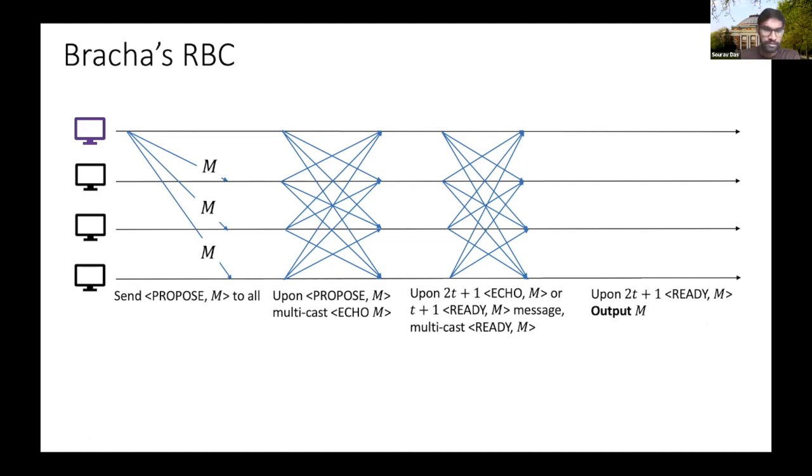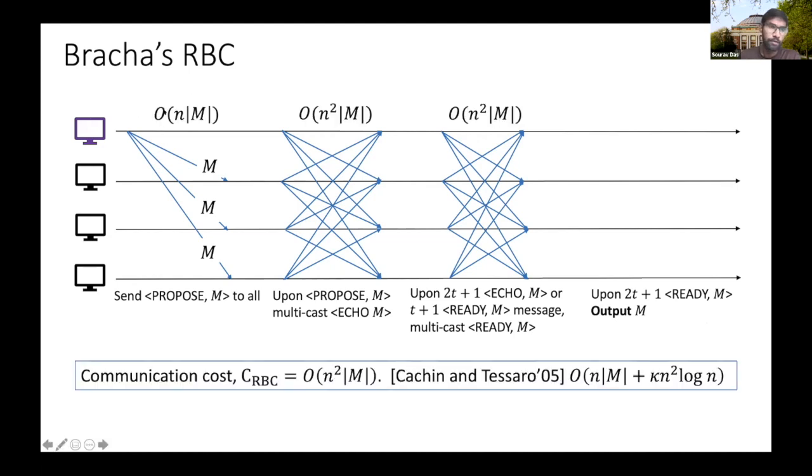The downside of this protocol is that the communication cost is high. In the first step, we have the proposal, which is n times m, which is okay. But in the echo and the ready phase, we have a communication cost of n squared m. We don't want that. Cachin and Tessaro in 2005 improved on Bracha's original construction, assuming hash functions, and provide a construction with communication cost n times m plus kappa n squared log n. It has a factor of log n because it uses Merkle trees. So we use ADD to improve upon this communication cost.